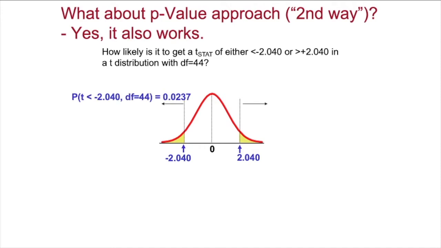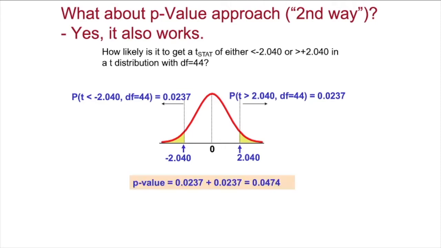So we have the probability of t being below the t-stat we found, it's equal to 0.0237, or the probability of t being above plus 2.040, the positive side on our t-stat. And the p-value is the sum of those two probabilities, and it's 0.0474. And as you remember, the p-value being below 0.05 means that with 95% confidence, we can reject because the p-value is lower than alpha.